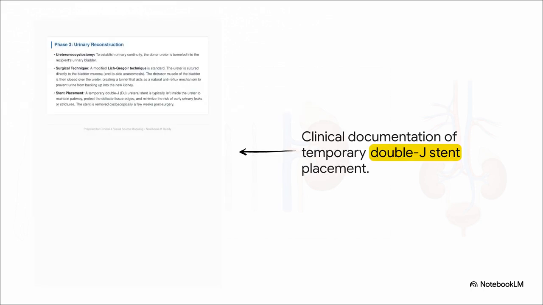And that brings us to the final clinical step. A vital safety measure here is temporary stent placement. Specifically, a temporary double J or DJ ureteral stent is left inside that newly connected ureter. Why? Well, it maintains patency, basically keeping the plumbing propped open, protects those incredibly delicate, freshly sutured tissue edges, and minimizes any risk of early urinary leaks or strictures. It acts like a scaffolding, protecting the surgeon's work while the body heals up. And the best part, it's easily removed cystoscopically just a few weeks post-surgery.